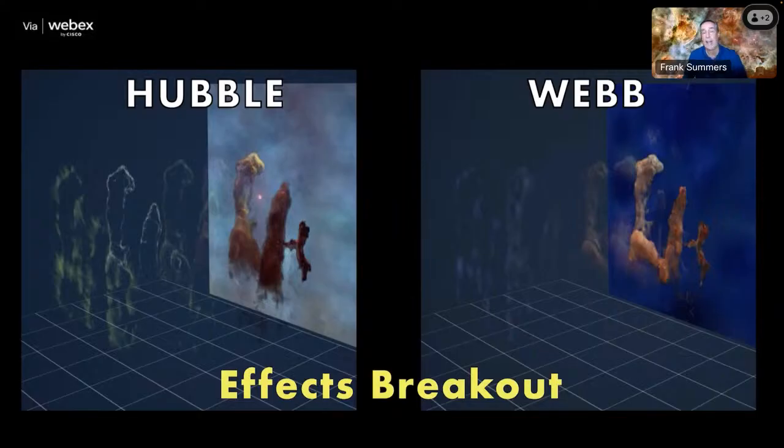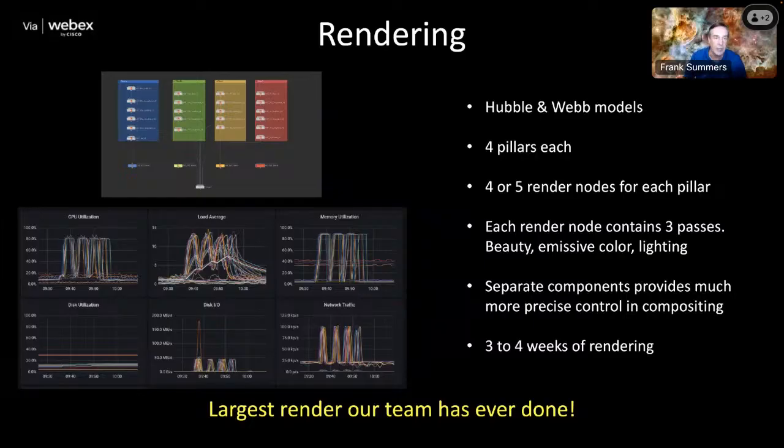All right. Then we have to do the rendering, okay? And so we've got the Hubble model and the Webb model. We've got 4 pillars in each model. We've got 4 or 5 render nodes for each pillar, and each render node contains a beauty, emissive color, and lighting pass, okay? So it's a huge render process. And why do we do this to ourselves? Well, because having all these separate components provides much more precise control in getting the look and feel right when you are compositing them together, when you're sandwiching them all together.